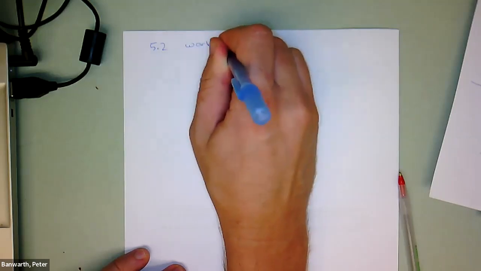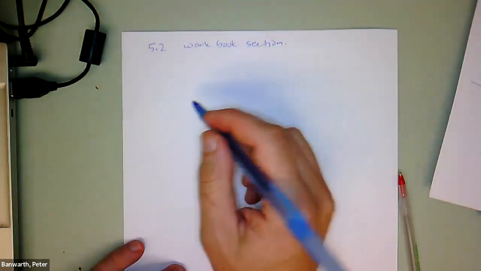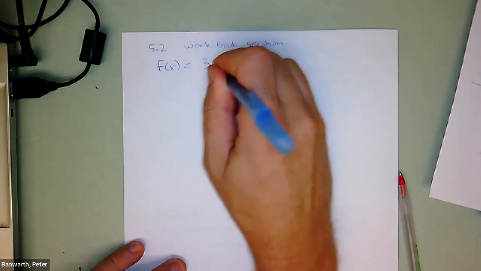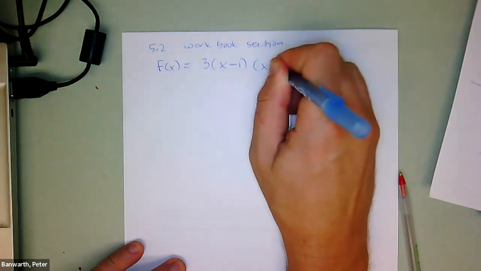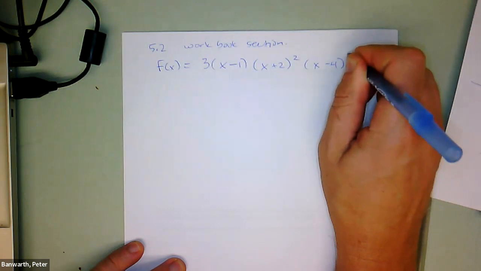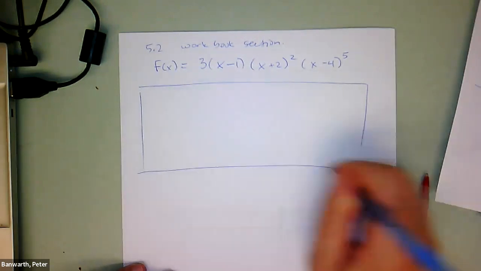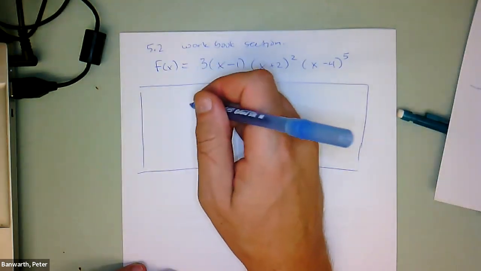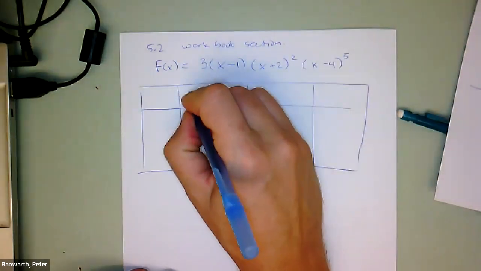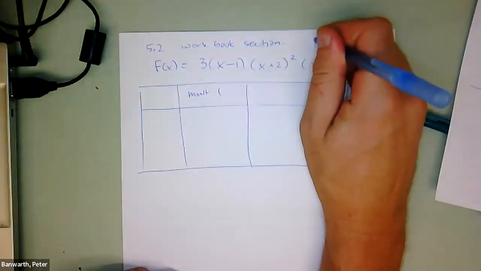So this is the workbook section. And for the summary box, I'm going to use an example function. I'm going to say 3 times x minus 1 times x plus 2 squared times x minus 4 to the 5th, because I think it will help as we fill things out. Okay, so this has a multiplicity of 1. This is on page 121, by the way.